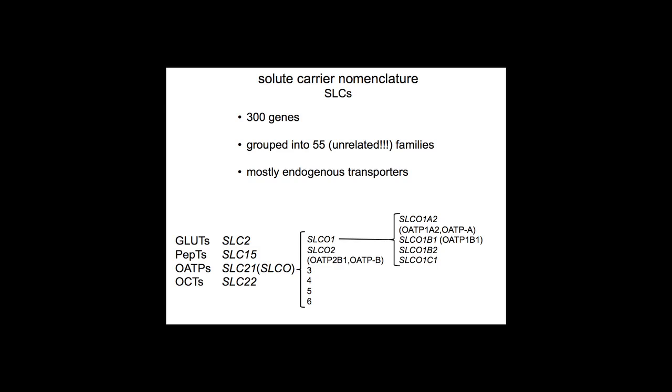I've just shown you PepT and OATP and OCT's new family nomenclature, and you can see indicated by the italics that these are actually referring to the genes. So SLC15 being the PepTs, OATPs being the SLC21s, but those are more commonly referred to as the SLCOs now.